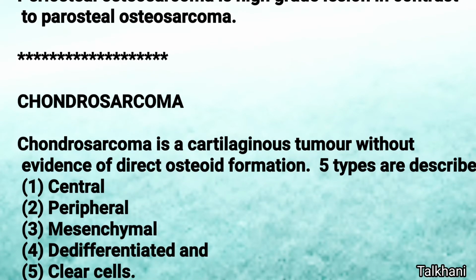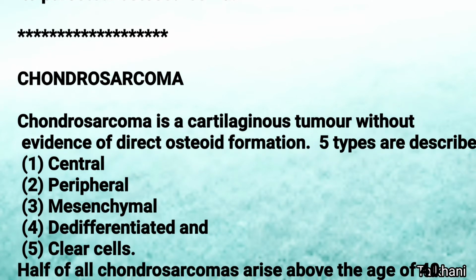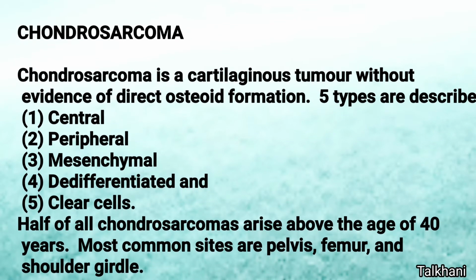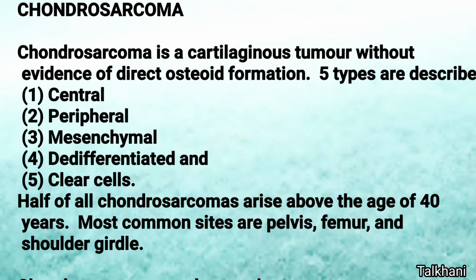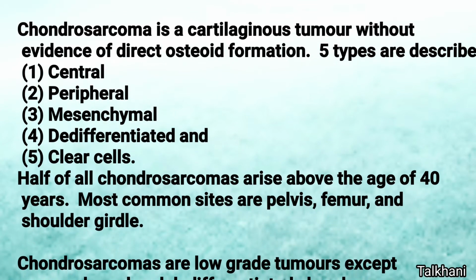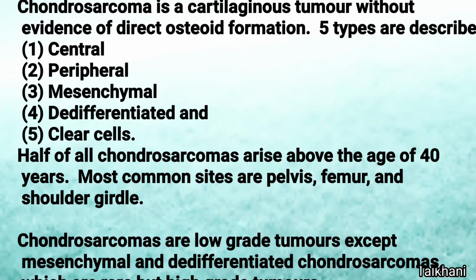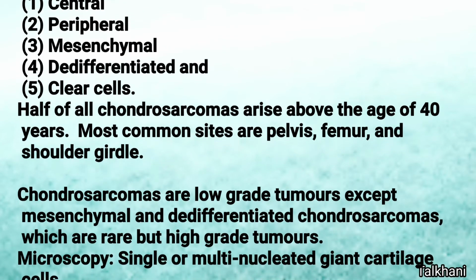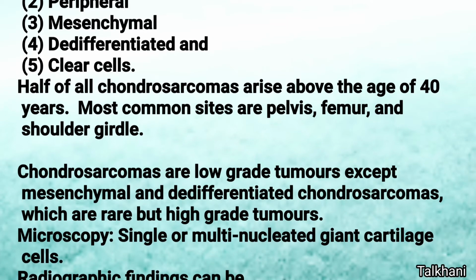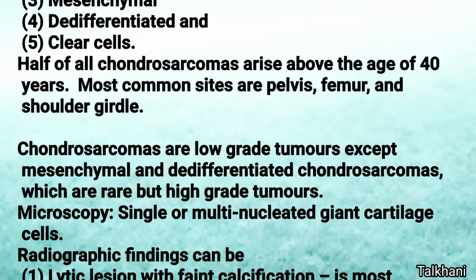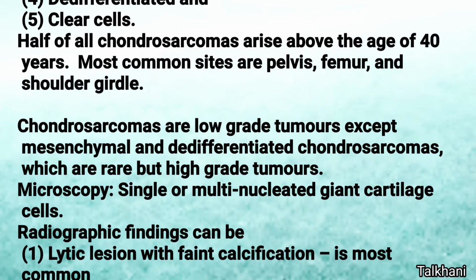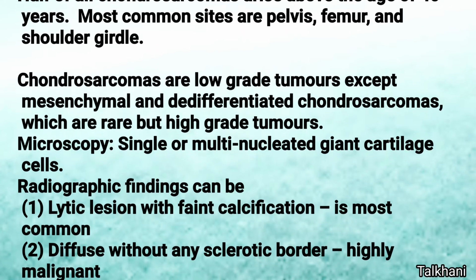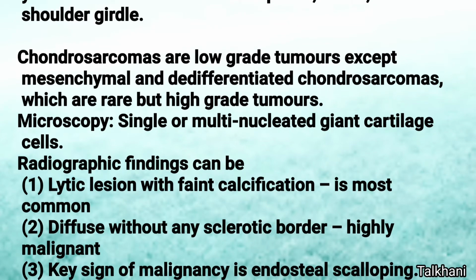Chondrosarcoma. Chondrosarcoma is a cartilaginous tumor without evidence of direct osteoid formation. 5 types of chondrosarcomas are described. Number 1, central; number 2, peripheral; number 3, mesenchymal; number 4, dedifferentiated; and number 5, clear cell chondrosarcomas. Half of all chondrosarcomas arise above the age of 40 years. Most common sites are pelvis, femur, and shoulder girdle. Chondrosarcomas are low-grade tumors, except rare types like mesenchymal and dedifferentiated chondrosarcomas, which are high-grade tumors. Microscopically, single or multinucleated giant cartilage cells are characteristic.